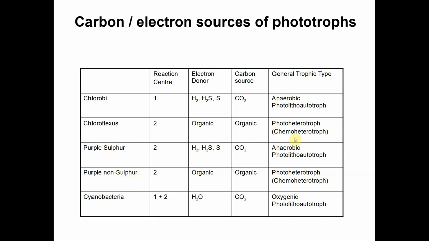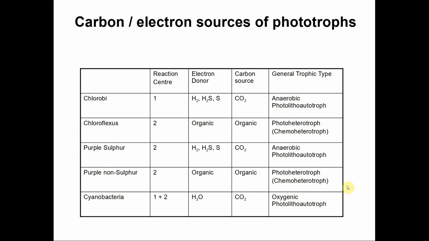Now, they're basically chemoheterotrophs. They require a source of organic carbon as their source of electrons, and for their source of carbon for building structures. And here they are anaerobes, so the function of the photosynthetic system is to increase the efficiency of their anaerobic energy metabolism. And cyanobacteria have both photosystems. They use water as the electron donor, they fix carbon, and they are the only oxygenic photosynthetic bacteria.